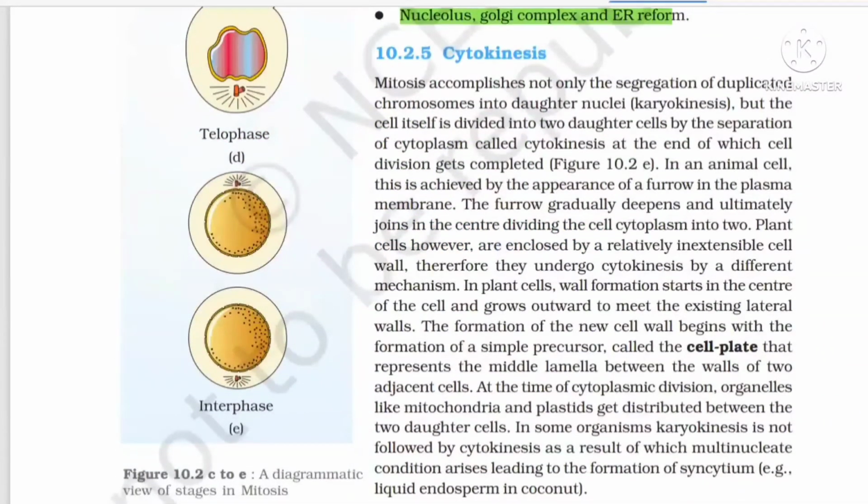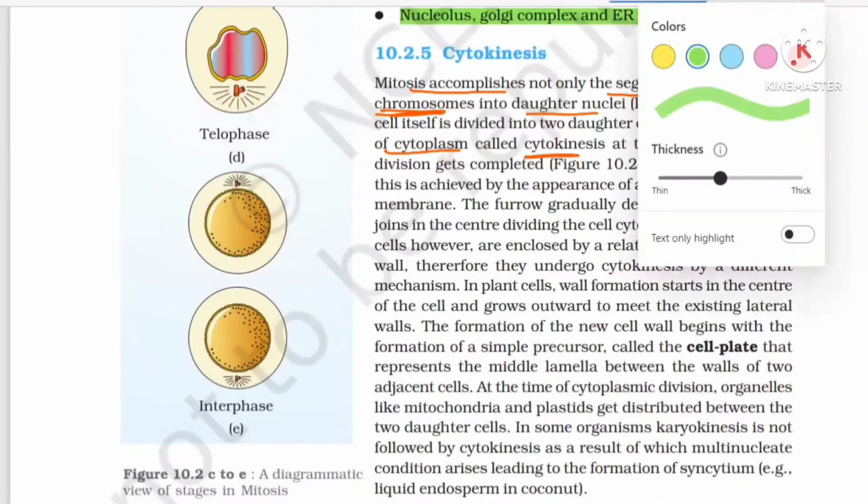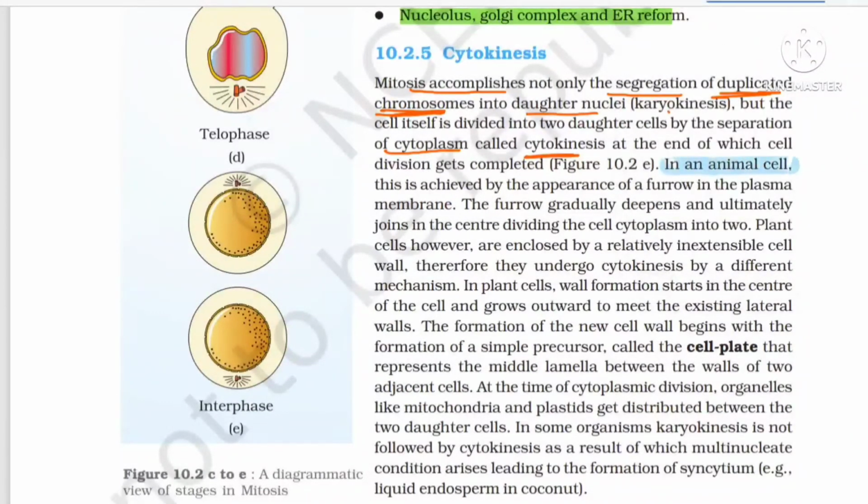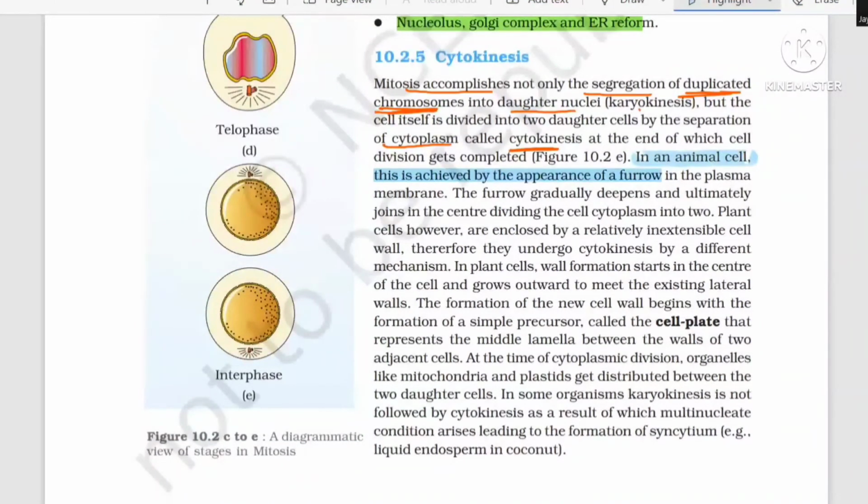Now, cytokinesis. Mitosis is not only segregation of the duplicated chromosomes into daughter nuclei, meaning not only karyokinesis is done, but even the separation of the cytoplasm, meaning cytokinesis, will be done. And how is it achieved in animal cells? In animal cells, it is achieved by the appearance of a furrow, which gradually deepens and ultimately joins in the center. So the furrow starts from the periphery and moves to the center. This is centripetal growth.